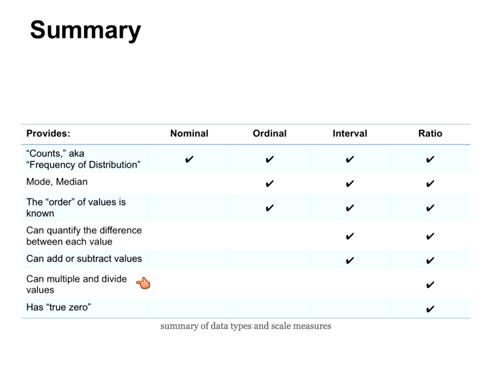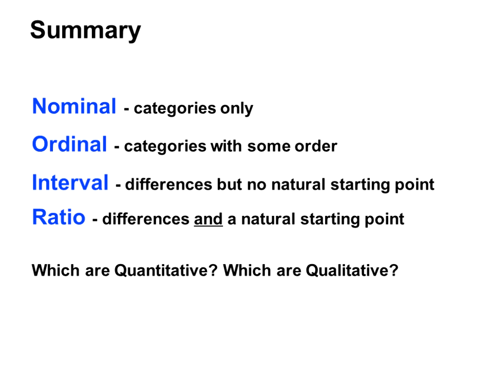Okay. So this might be helpful just to look at this checklist. Here's just a summary of what I've already talked about. If it's only categories, that's nominal data. If you have categories but you can order them, that's ordinal data. And then interval, you have differences but no natural starting point. Ratio, you have differences and a natural starting point.